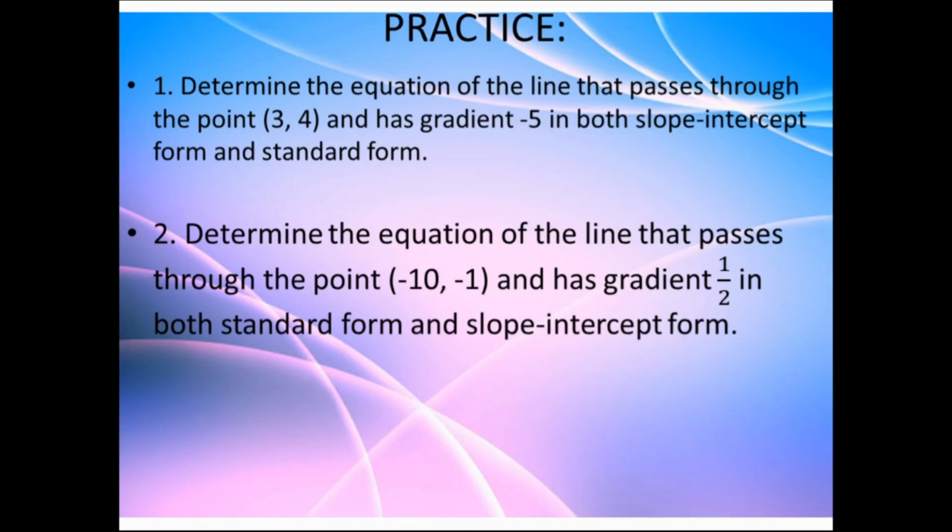Let's practice on these two. Number 1, determine the equation of the line that passes through the point 3, 4 and has gradient negative 5 in both slope-intercept form and standard form. And secondly, determine the equation of the line that passes through the point negative 10, negative 1 and has gradient 1/2 in both standard form and slope-intercept form. So pause the video at this point, work them out, and when you are finished, you continue in 3, 2, 1. Here are the answers.